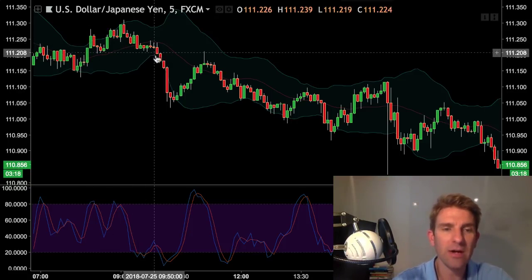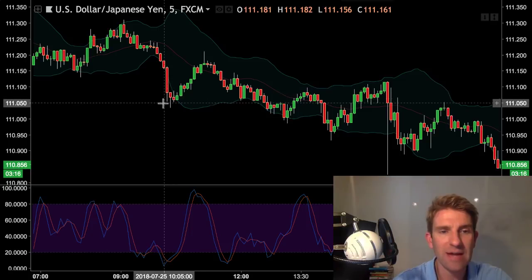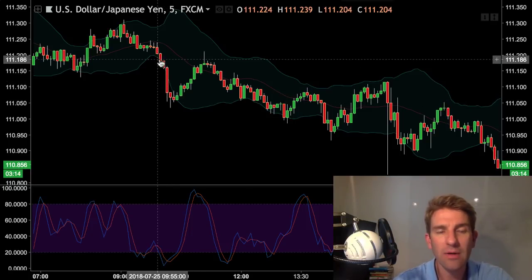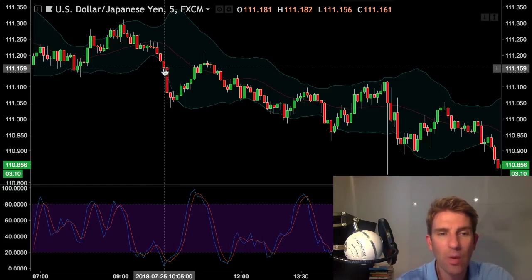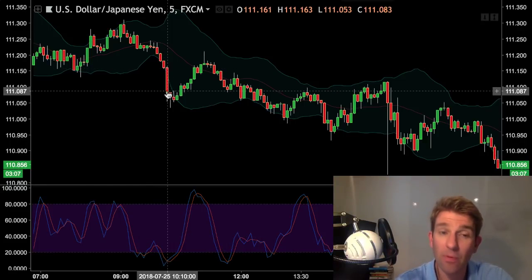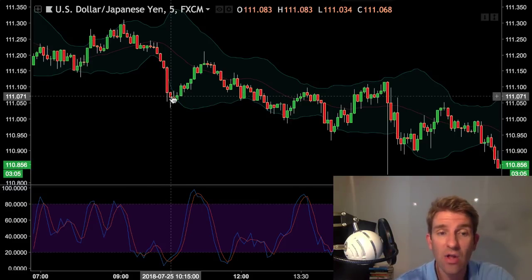US dollar JPY here, guys, pushed down, we broke through the lower Bollinger Band. Have we got the criteria we want? Yes, we have. We've got an oversold condition on our stochastic. We've got the lower Bollinger. We haven't got a green one yet. We wait. We're through the lower Bollinger. Definitely here now.